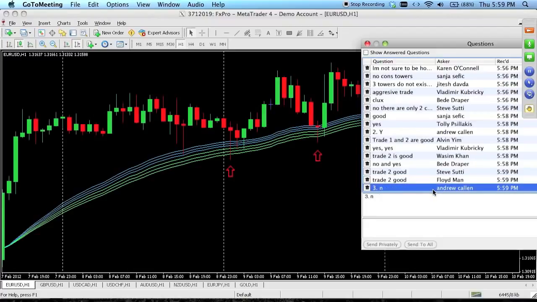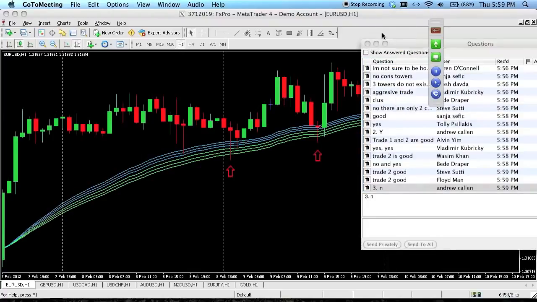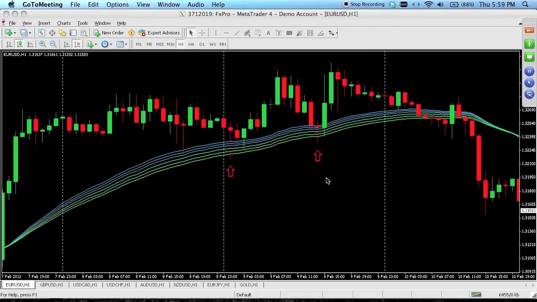Andrew says 3N. Okay. Now, to answer this question, trade 2 is obviously good. That is correct. Okay, trade 1. Okay, let's take a look here. Trade 3 is correct. Let's go through trade 3 first, and we'll go through trade 2 afterwards, because trade 2 can be a little bit tricky. So we'll go through trade 2 in a second. Trade 1 in a second. Let's take a look at this one first. Let's get rid of this.